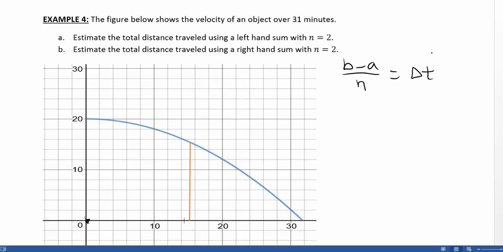I chose to use this form because I don't have delta t yet. If I had delta t and not n, then I would have used b minus a over delta t. So here, my b minus a is the length of my interval. So that's 31. My n is 2, which means my delta t is 15.5.